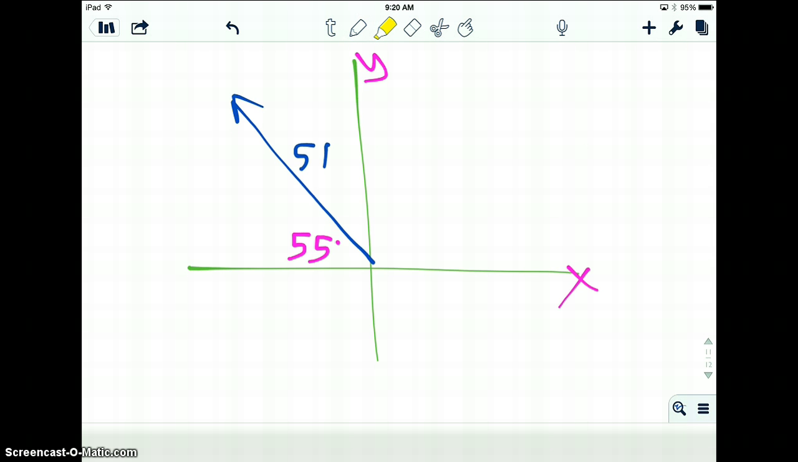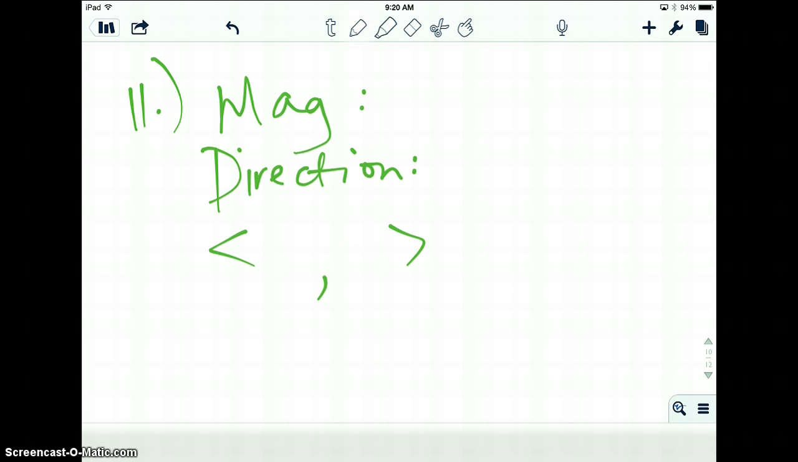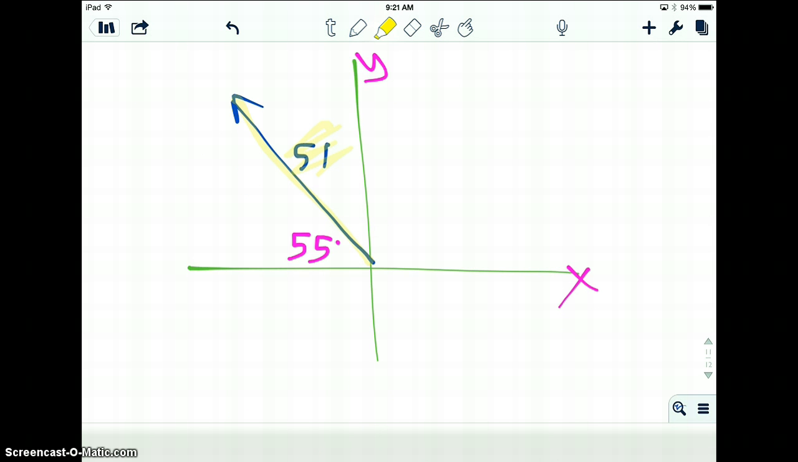With the given information, I already have the magnitude in the problem, so I can figure that out. What do you think it is? Okay, it is the size of the vector, and it's right there. It's 51. So I'm going to go ahead and write in magnitude is 51. Direction. I pretty much have that also. It tells me 55 degrees, and then I need some sort of north, south, east, west.